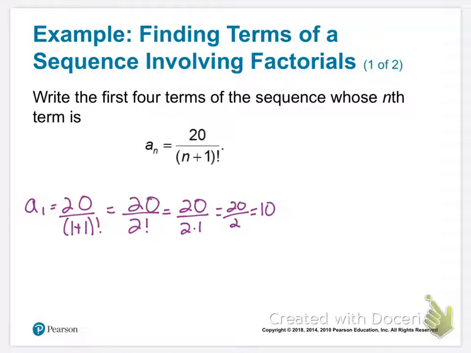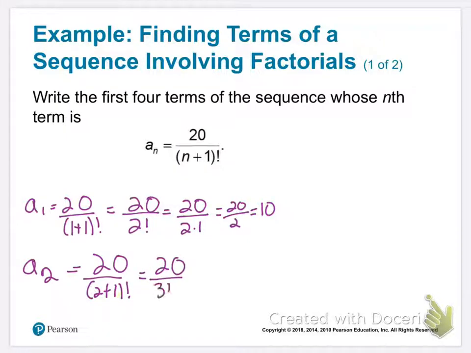So let's go to a sub 2. A sub 2 is 20 over 2 plus 1 factorial. So that's 20 over 3 factorial, which is 20 over 3 times 2 times 1, which is 20 over 6. This breaks down, we see 2 goes into both of these. 2 goes into this 10 times. 2 goes into this 3 times, so 10 over 3.